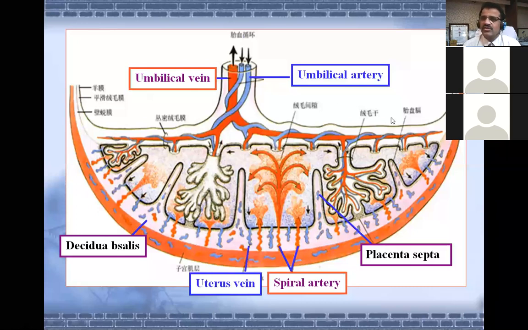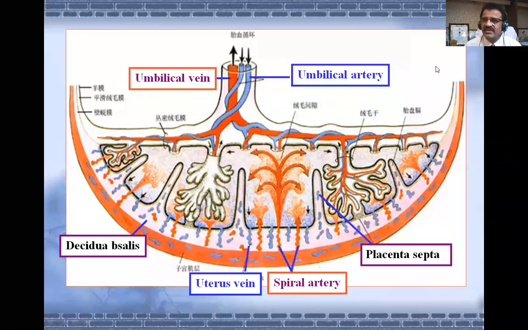Those are the umbilical arteries, and these are the branches and tributaries, all of them. You can see the sections. Those are the cotyledons. Here you can see the decidua basalis. You can see the placental septum. This septum will give the cotyledons: one cotyledon, second cotyledon, third cotyledon, likewise. These are the septal arteries, and these are the branches of the uterine vein. So this is the internal structure of the placenta.